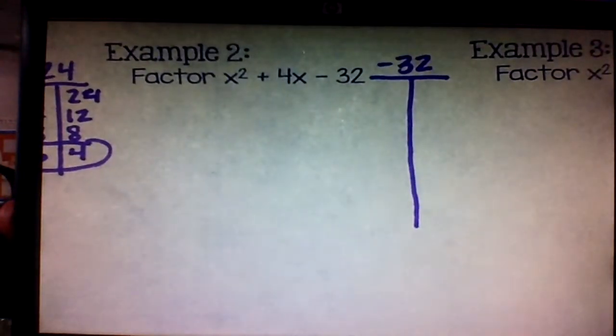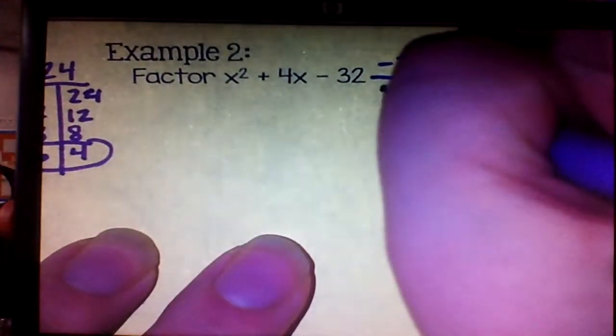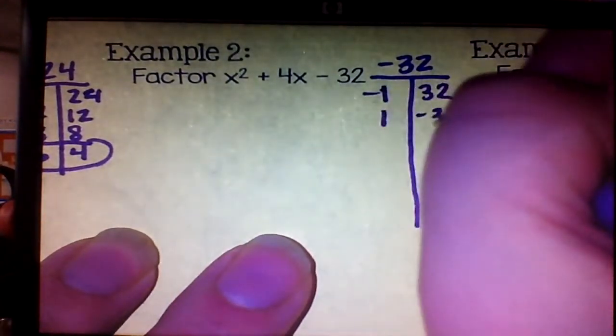Okay, example 2. This time my C value is a negative. So we have to figure out which one of these are going to be a negative and which one's going to be a positive. So, -1 and positive 32 or +1 and negative 32?